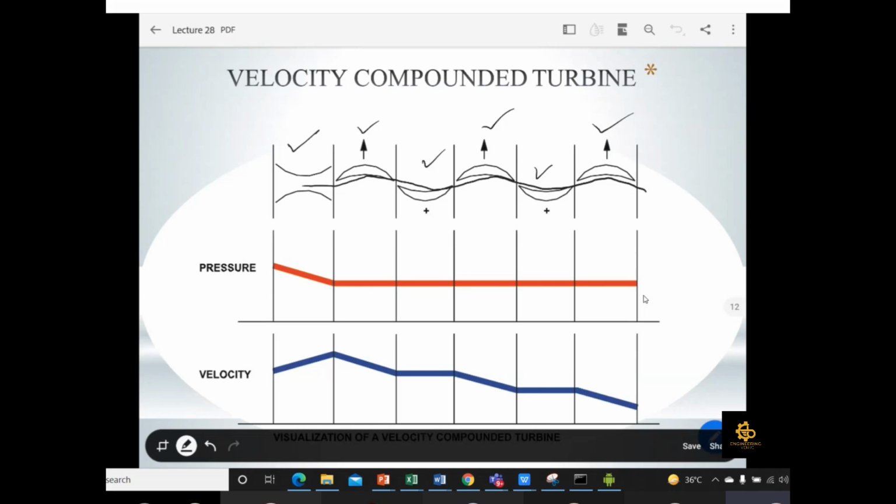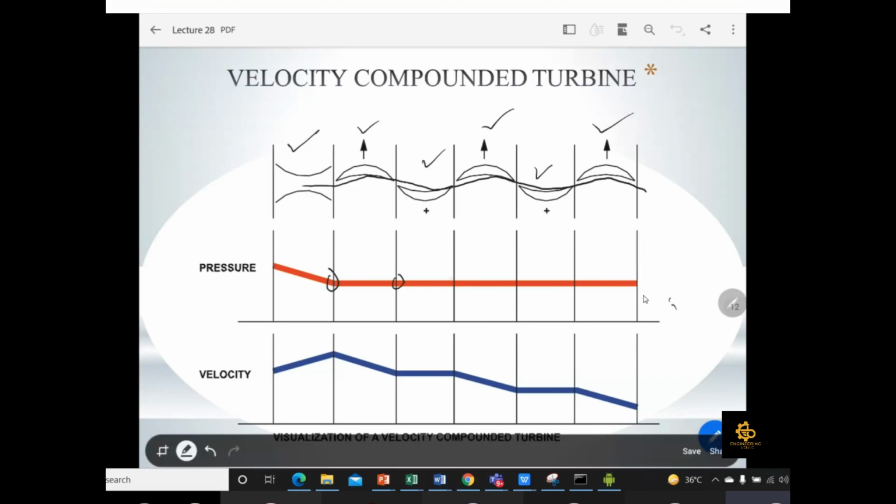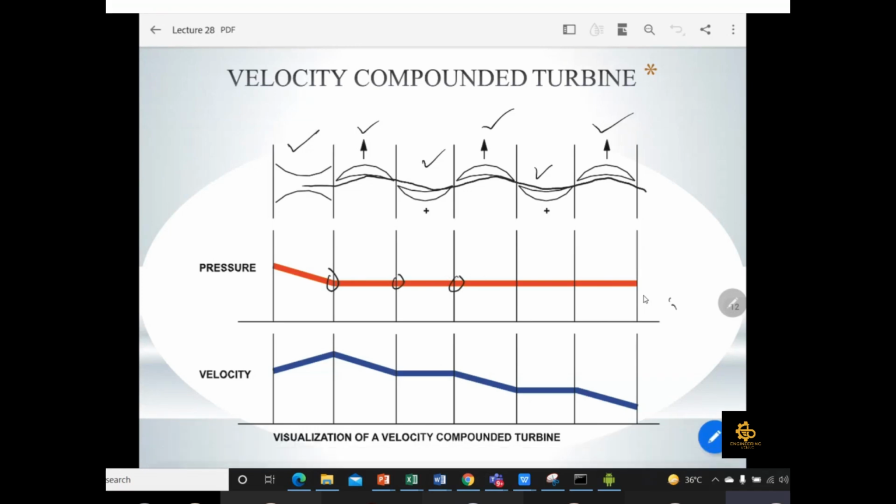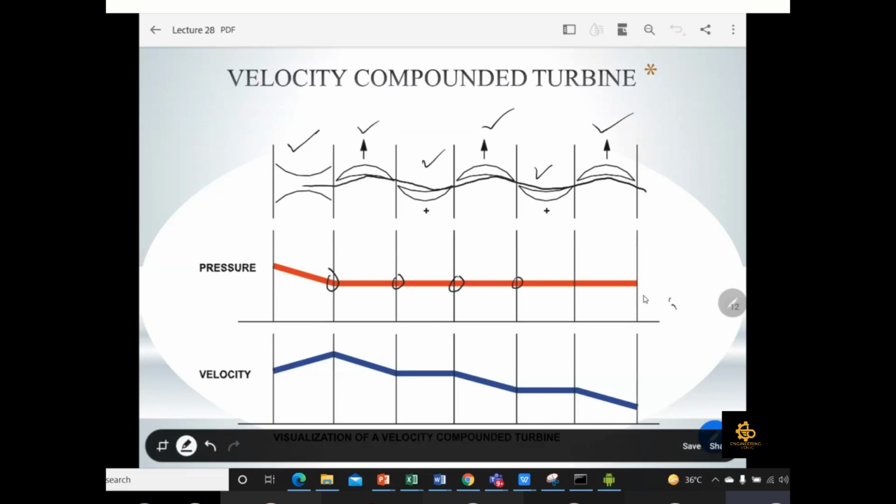So the purpose of this fixed blade is just to redirect the flow in the right direction. Now let's take a look at the pressure and velocity graph. The pressure at the end of the nozzle decreases, and then as it moves towards the moving blade, the pressure on the steam is constant. Again in the fixed blade it is constant. Through all the blade sections, it remains constant in the velocity compounding turbine. Basically, velocity compounding is just an arrangement. In this type of arrangement, we have moving blades and fixed blades, and all the blades are of the same shape.